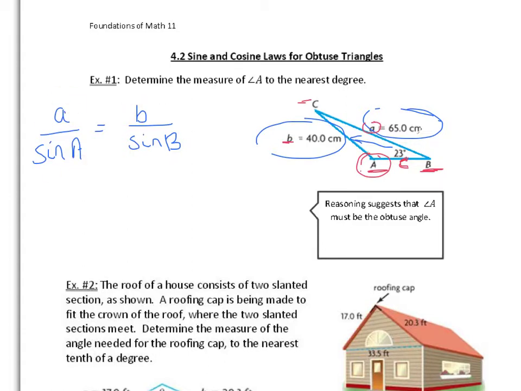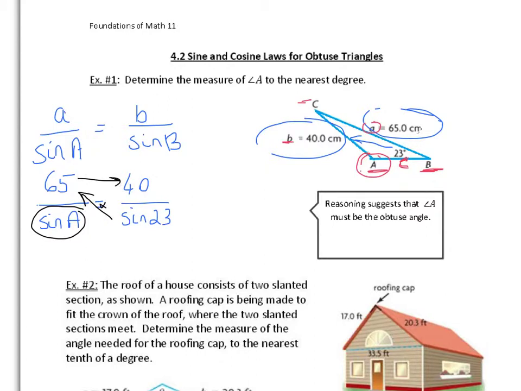So now let's fill in the equation with values. So little a is 65. So we have 65 over sine A equals 40 over sine 23. And now to find out what sine A equals, we're going to cross multiply. So we multiply these two and divide by 40. Go ahead, pause the video and try that now.